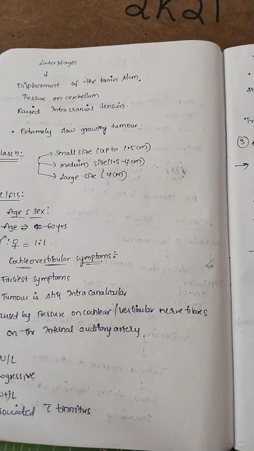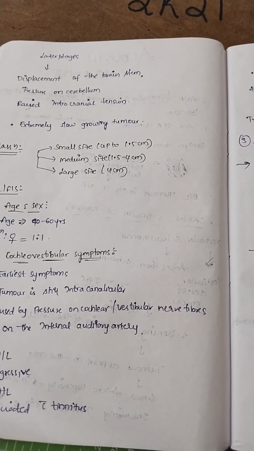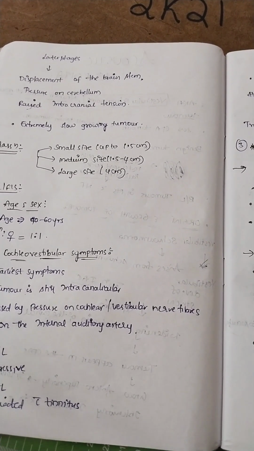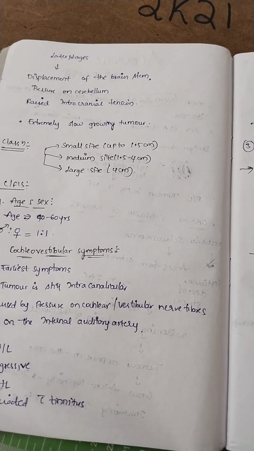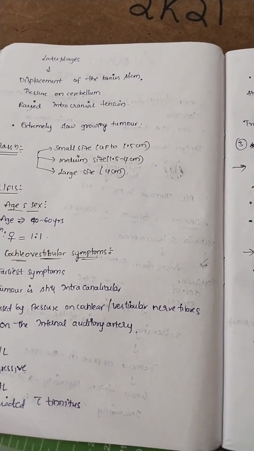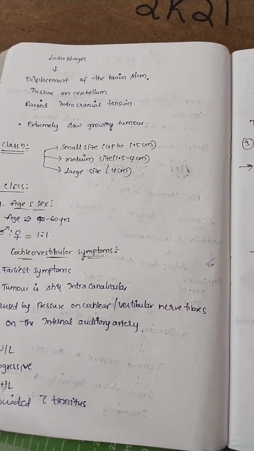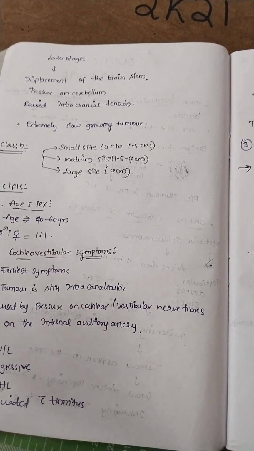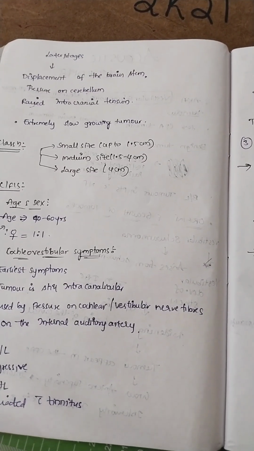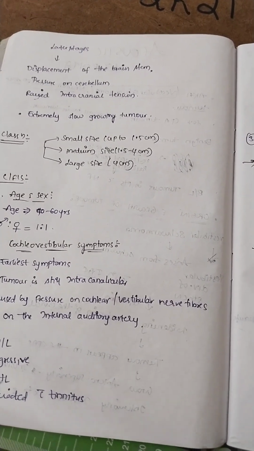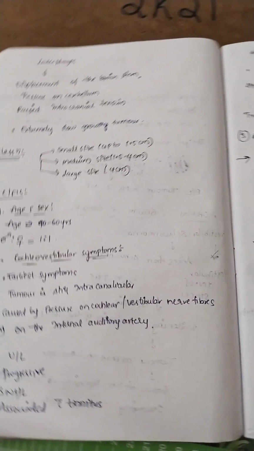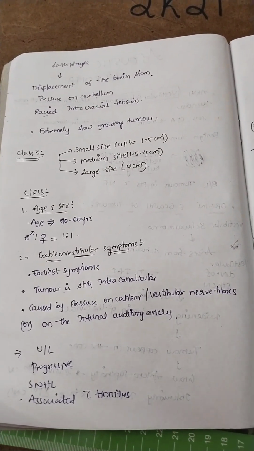Okay. So in later stages, it causes displacement of the brain stem and makes pressure on the cerebellum. So there will be raised ICT, intracranial tension. It is a very slow growing tumor. So on taking history, the patient will say he had progressive symptoms for some 12 years, 10 years back, like that, because it is slow growing.